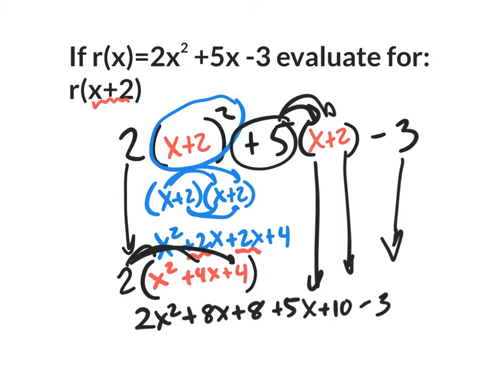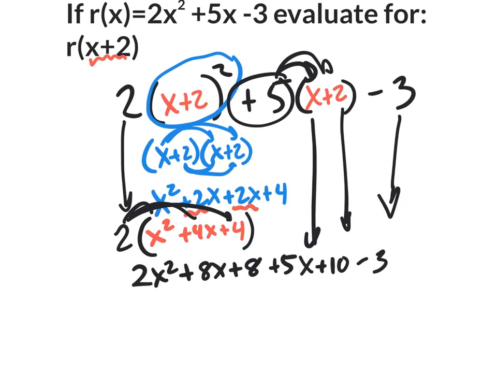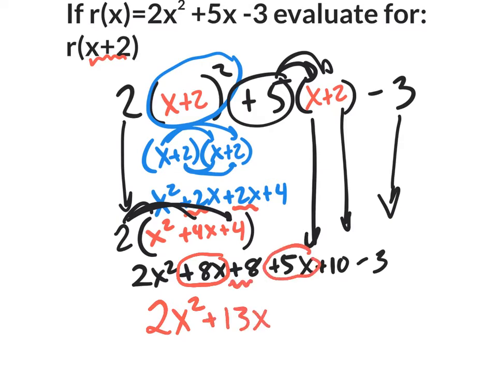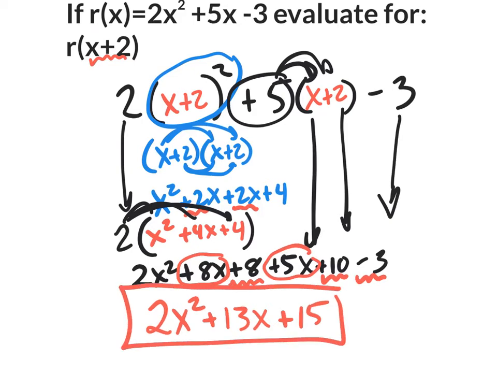Then it's just a question of combining like terms. So the first part of our answer will be the highest exponent term, 2x squared. Combine this 8x with this 5x. We'll get 13 x's, and then combine the 8 with the 10, that's 18. 18 take away 3 is plus 15. That's my answer for this question. Again, there's only one of these questions on the final, but I think it's too easy to just miss, to skip it.